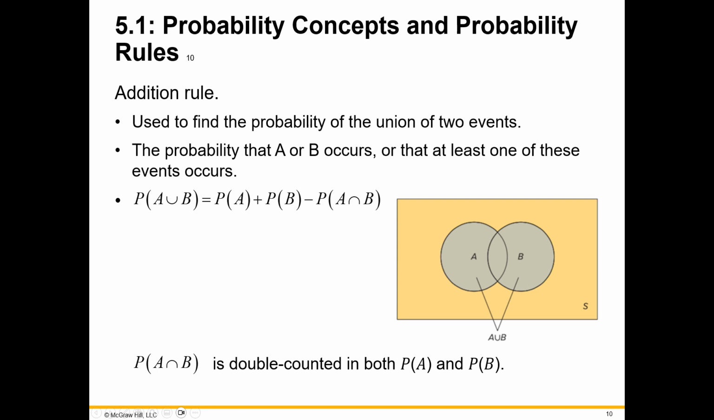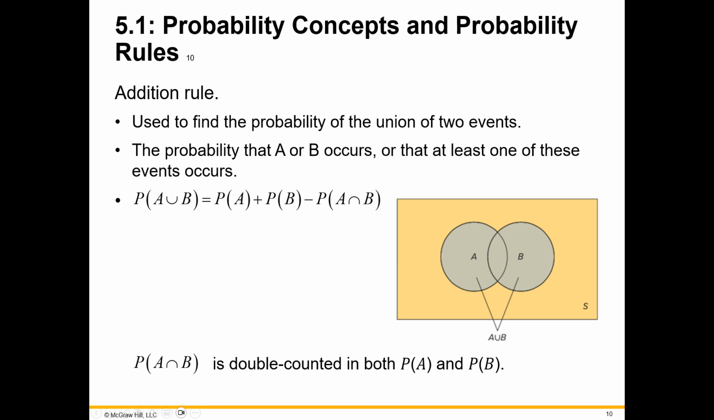The addition rule is used to find the probability of the union of two events. So in this case, with our Venn diagram, we're looking for the probability of A or B happening. Now, some portion of that A might only happen, some portion of that B might only happen, and some portion of that A and B, both events might happen at the same time. So how do we figure out the probability of either one of these two events happening?